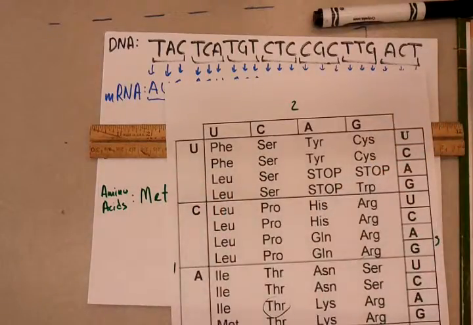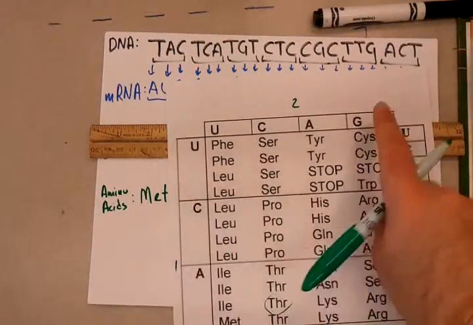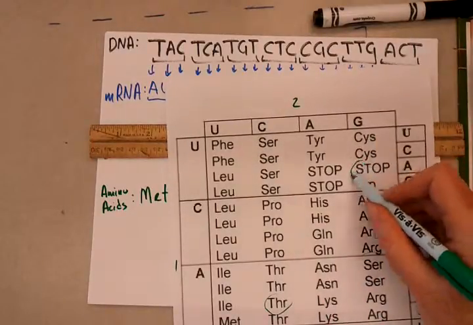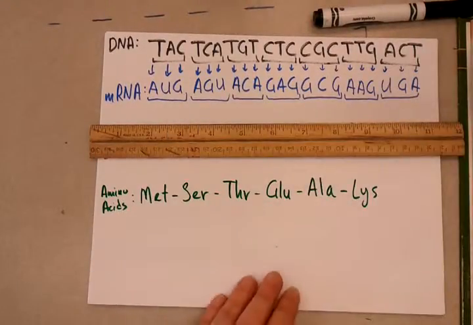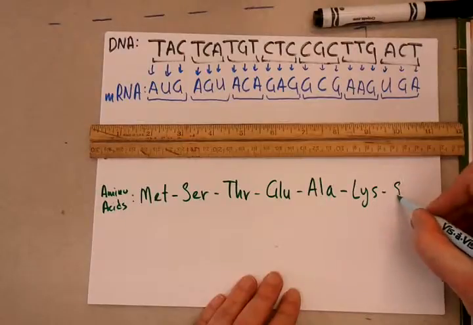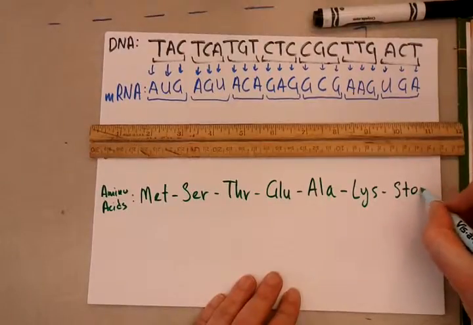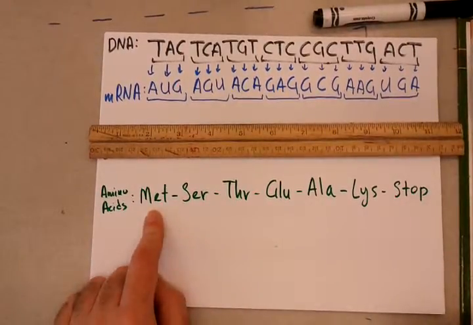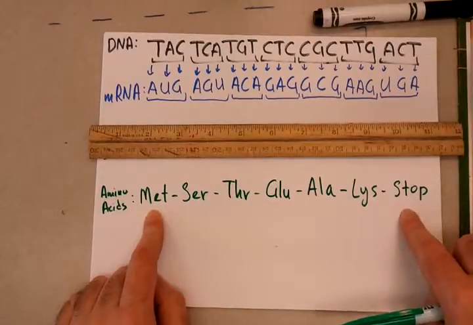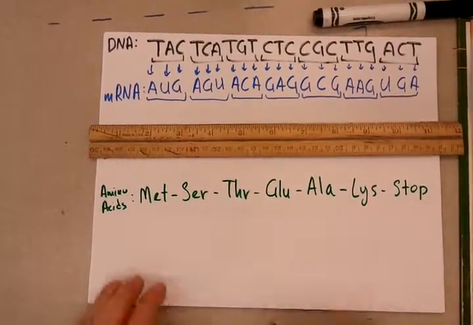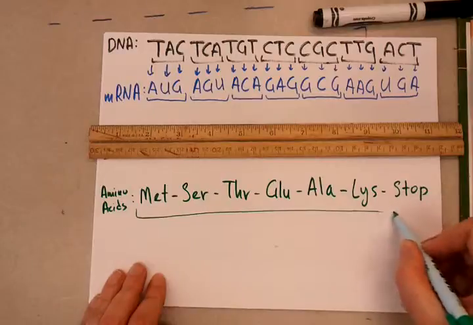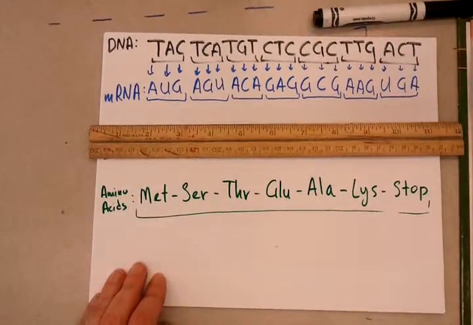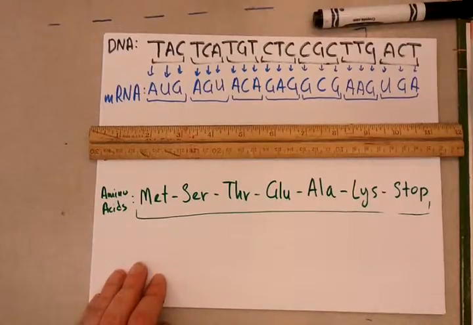UGA. That's one of our stop codons. So UGA, that's right here, that's the stop codon. That signals the stop of the protein synthesis. MET, methionine, is the start, and that's the stop, and that's your, right here, your very short amino acid sequence. MET, SER, THR, GLU, ALA, LYS, stop.